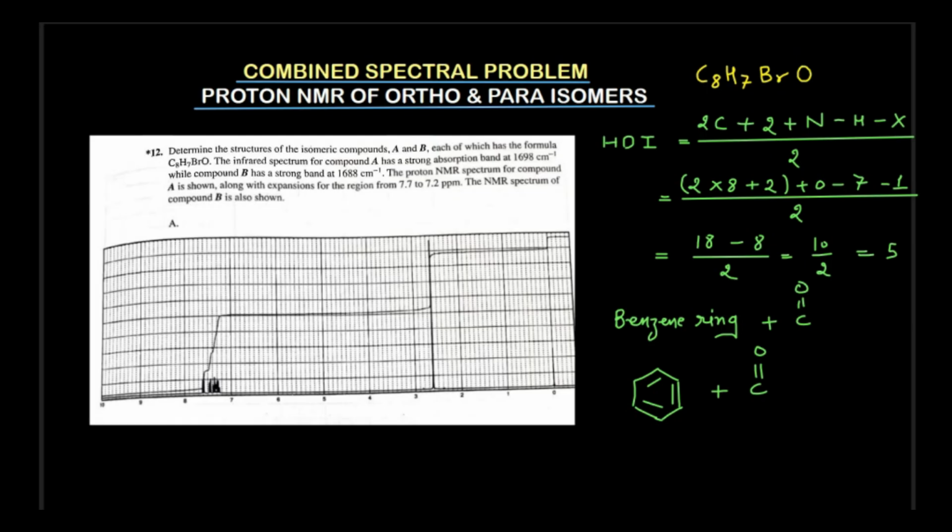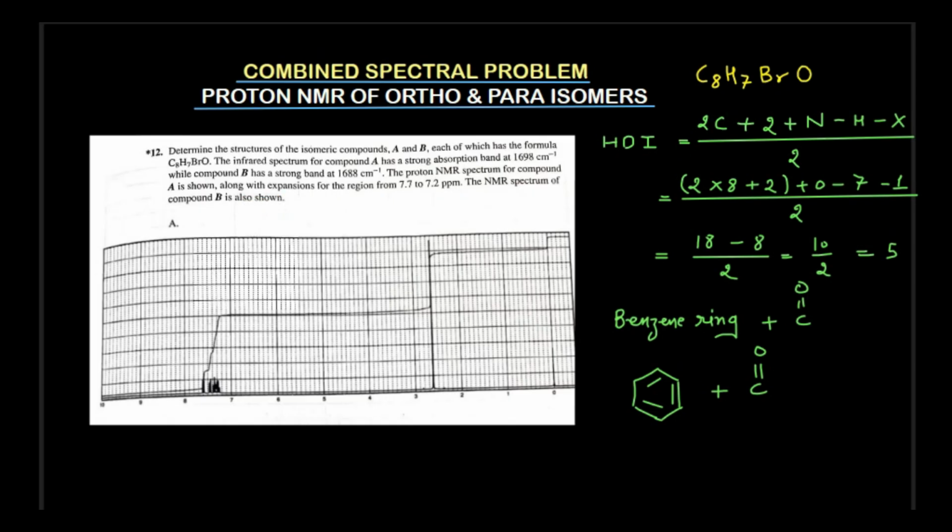You have been given two isomeric compounds A and B, each of which has the formula C8H7BrO, which I have written over there as well. The IR spectrum of compound A has a strong absorption band at 1698 cm⁻¹, while compound B has a strong band at 1688 cm⁻¹. The proton NMR spectrum for compound A is shown along with the expansions for the region from 7.7 to 7.2 ppm, and the expansion is on the next page. The NMR spectrum of compound B is also attached, on the third page.